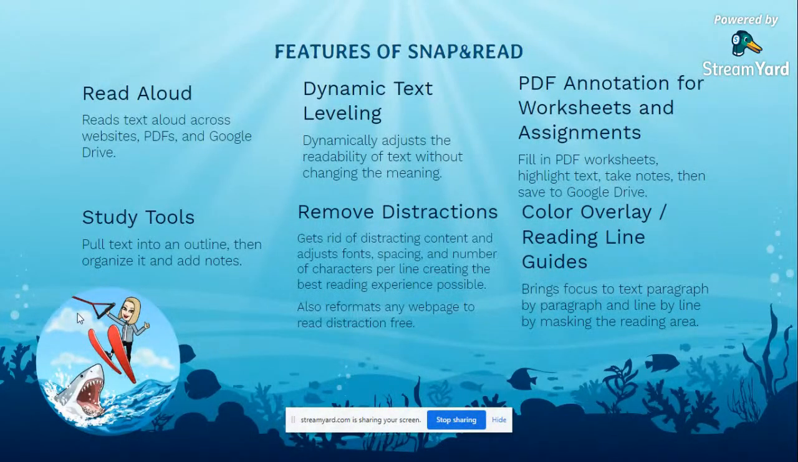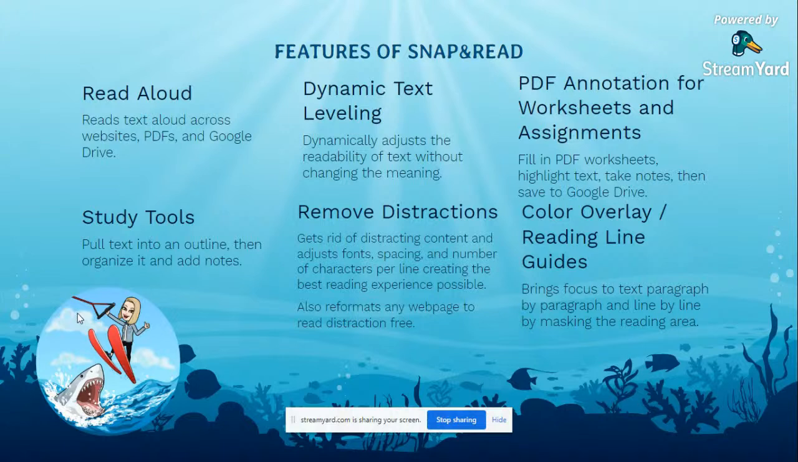So features of Snap&Read. Within this Chrome extension program, it offers read aloud. It can read text aloud across websites, PDFs, and documents in Google Drive. There's also dynamic text leveling. It'll dynamically adjust the readability of text without changing the meaning. It has the ability to write onto PDF worksheets and assignments. You can highlight text, take notes, and then you can save all that to Google Drive.